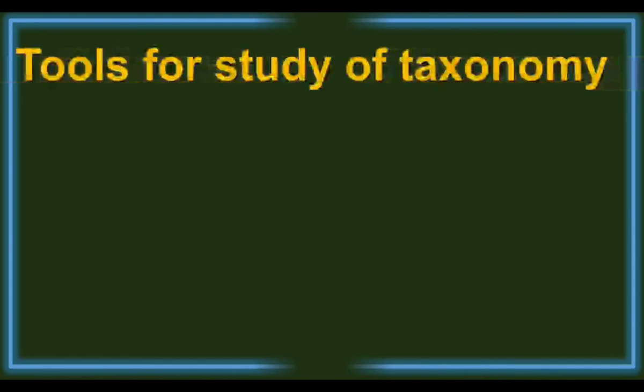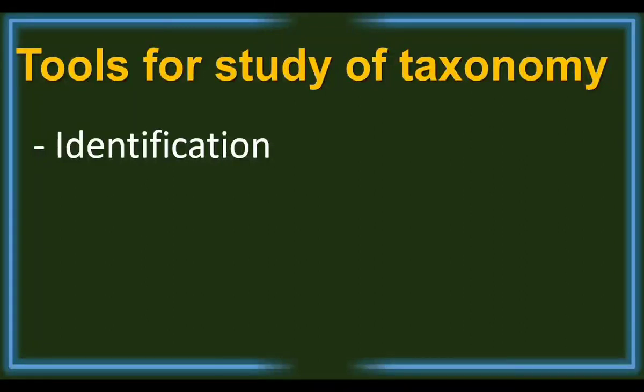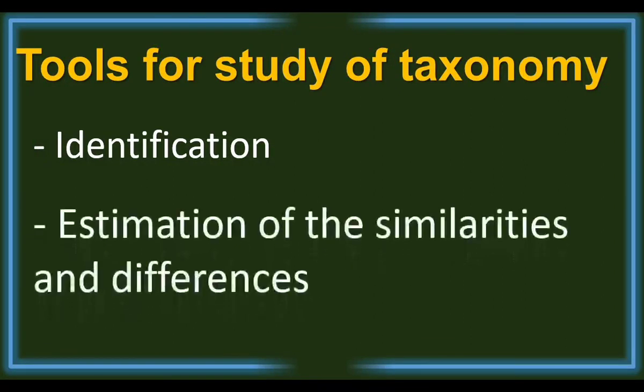Taxonomy includes identification of organisms and understanding the similarities and differences among organisms. For this purpose, some tools are used. These tools are called taxonomic tools.